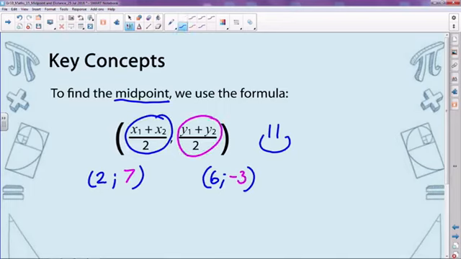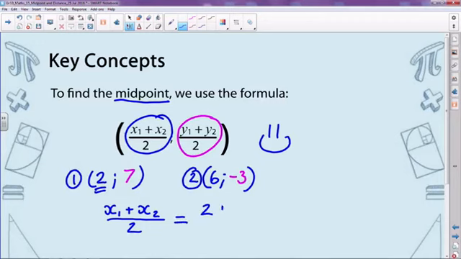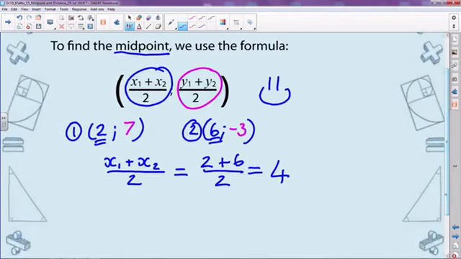We've got the first one, where (x1 plus x2) divided by 2 will equal, let's name this point 1 and this point 2. So that's going to be 2, because there's my x1, plus 6, my x2, divided by 2. What value does that give me? Gives me a value of 4. What did we guess it would be? We did guess it was going to be 4, so that's quite good.